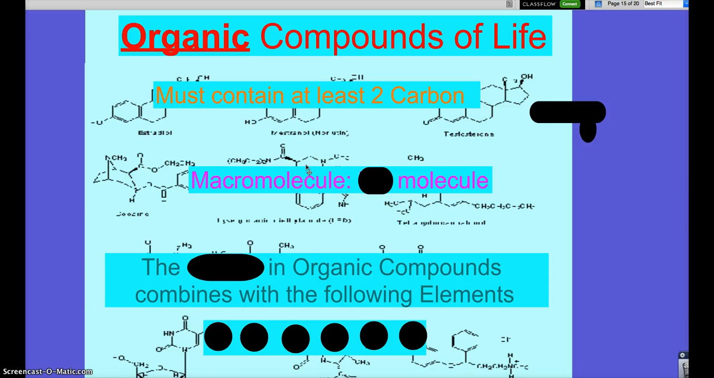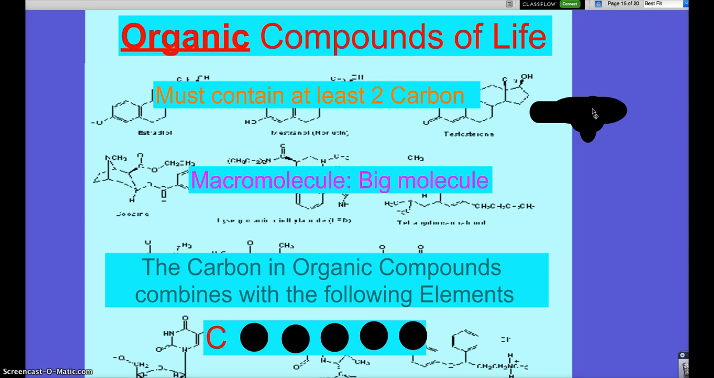We're going to study three in this unit, okay? Most of these compounds are considered macromolecules. What does that mean? Macro. Big. Micro, right? Scope, you look at to make something bigger. Macro is big. Now this carbon molecule or compound always combines with several other elements.